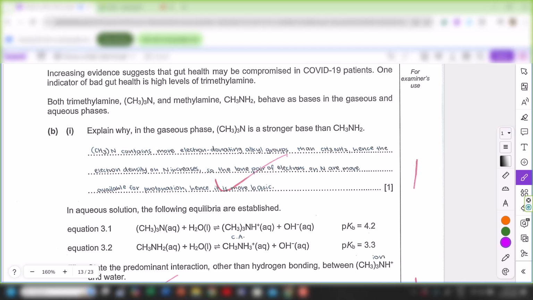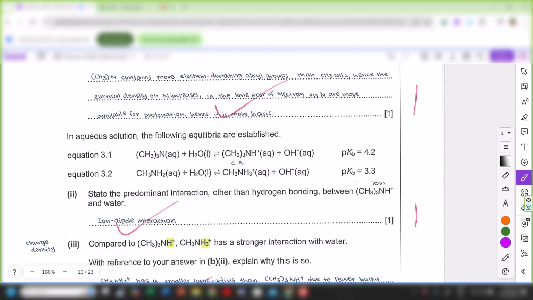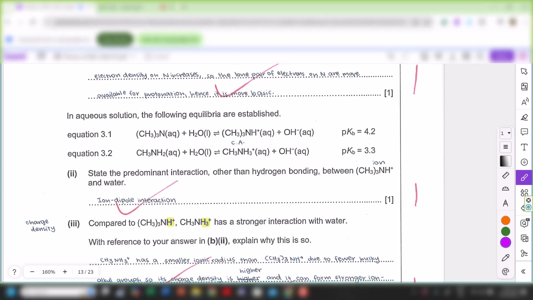So we talk about increasing electron density over the nitrogen, to make it more electron rich and therefore a stronger base. Then over here we have equilibrium between the ions and water, so ion dipole interaction. When they say predominant interactions here, they mean intermolecular attractions between species. Or you can say interspecies interaction, but usually we don't say interspecies, so it's intermolecular forces of attraction. So it will be ion dipole interactions.